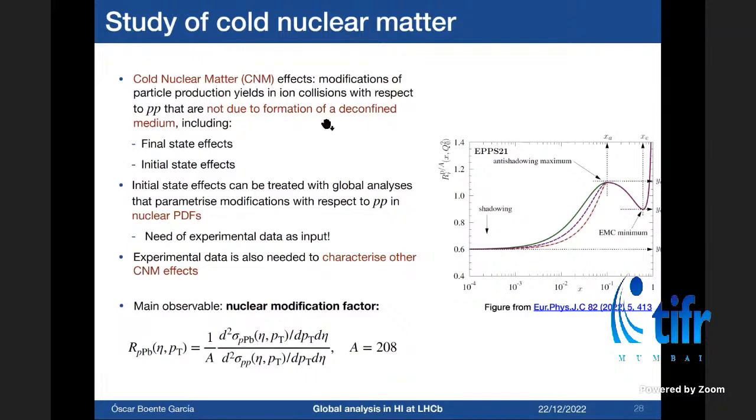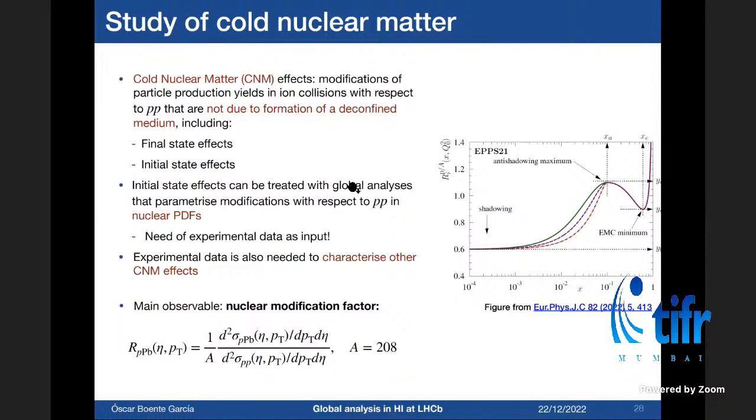And these are the ones that are not linked to a deconfined medium. So basically, you take P-lead collisions, you assume you don't have any QGP effect, and you measure this quantity here, the nuclear modification factor, or ratio between scaled cross sections, and you see if it deviates from 1. There are many cold nuclear matter effects that are known. Some are final state effects, other initial state, depending on the time they act in the collision.